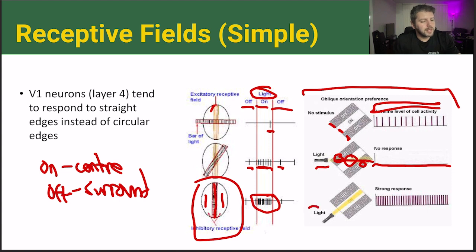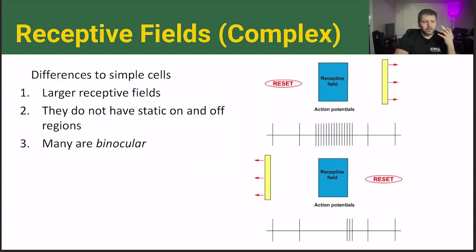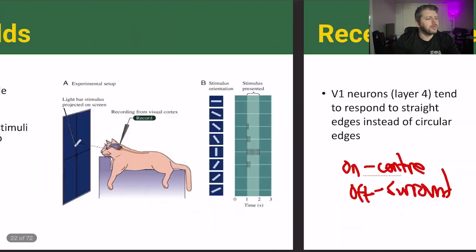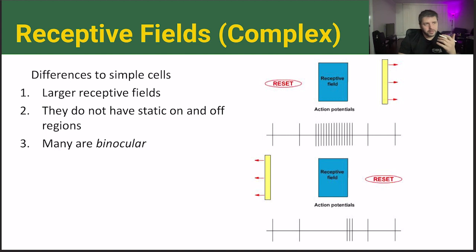However, if we do present the light specifically where it is down the on center and there's an absence of light in the off surround, this is when we see very strong firing rates. And this idea of the on center off surround is very characteristic of the simple cell receptive fields. And so the simple cell receptive fields then lead to complex cell receptive fields.